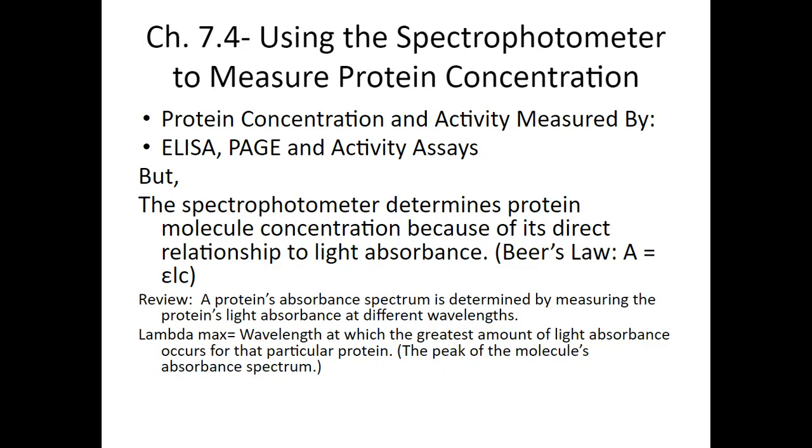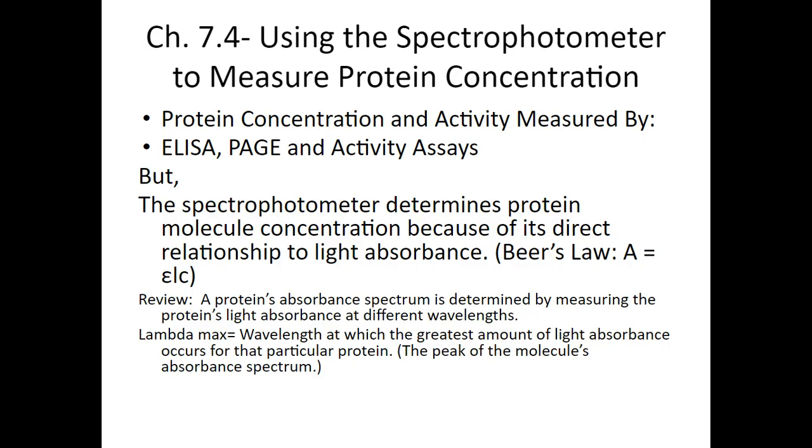So let's just walk it through here. 7.4, protein concentration: activity is measured by ELISA and PAGE activity assays, but a spec determines protein molecule concentration because of its direct relationship to light absorbance, back to Beer's law. Absorbance equals molar absorptivity times length of light path times concentration in moles per liter. So you are getting your absorbance spectrum from a protein by measuring its light absorbance at different wavelengths.